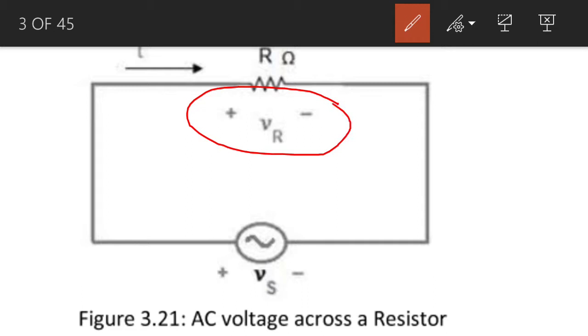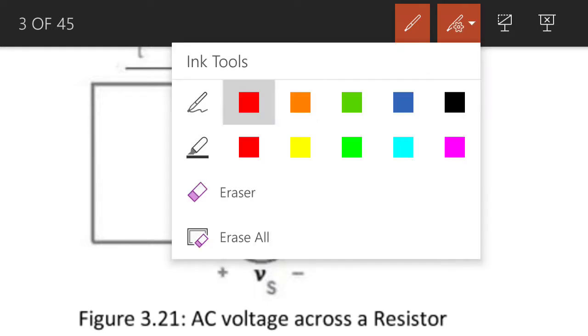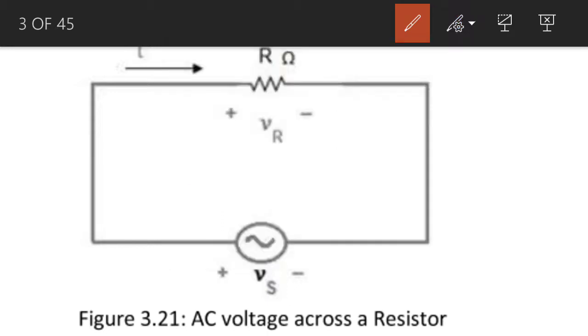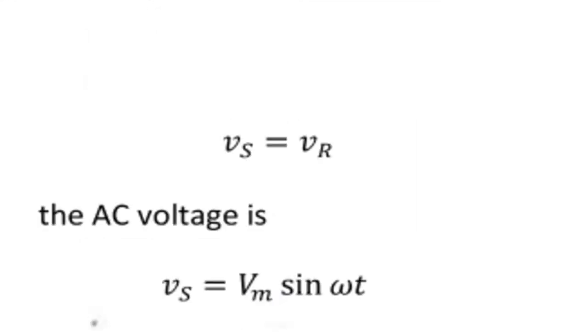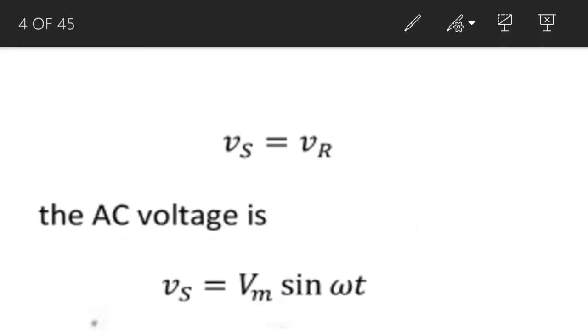If we apply KVL to this loop, according to KVL, the sum of the voltage rises in this loop will be equal to the sum of the voltage drops. So according to KVL, the voltage across the source will be equal to the voltage across the resistor. Voltage across the resistor will be equal to voltage across the source.